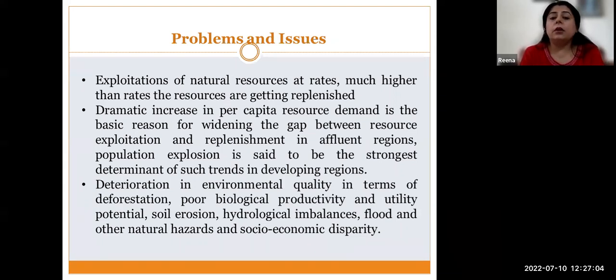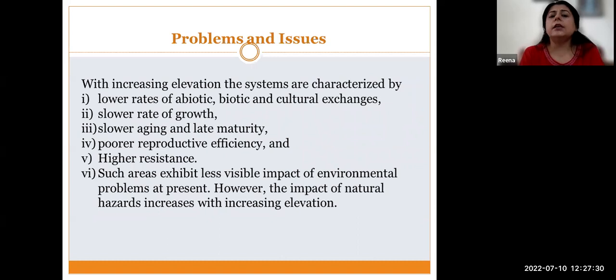Then there is deterioration in environment quality in terms of deforestation and poor biological productivity. The kind of nutrition that was available in our soil many years ago has reduced up to 20 times. So hydrological imbalances and soil erosion are again a reason. Poor biological productivity is again a reason. With increasing elevation, the systems are characterized by lower rates of biotic, abiotic and cultural exchange. There is a lower rate of growth, slower aging and late maturity, and poorer reproductive efficiency of these natural systems, and higher resistance, and there is a visible impact of environment problems.